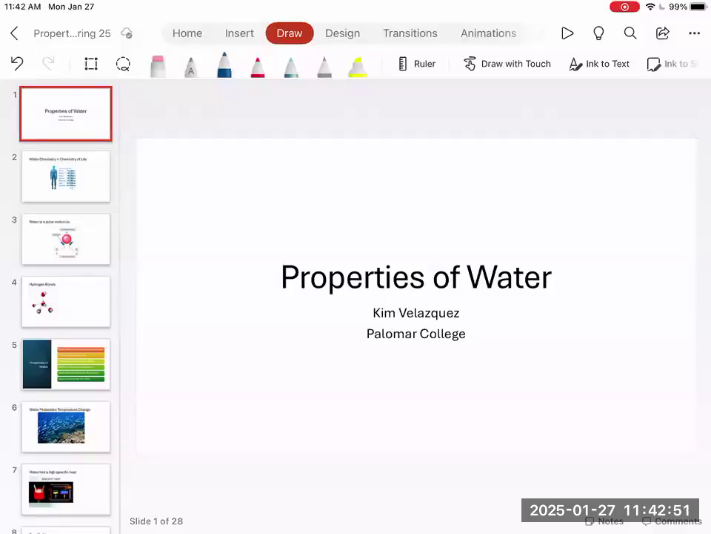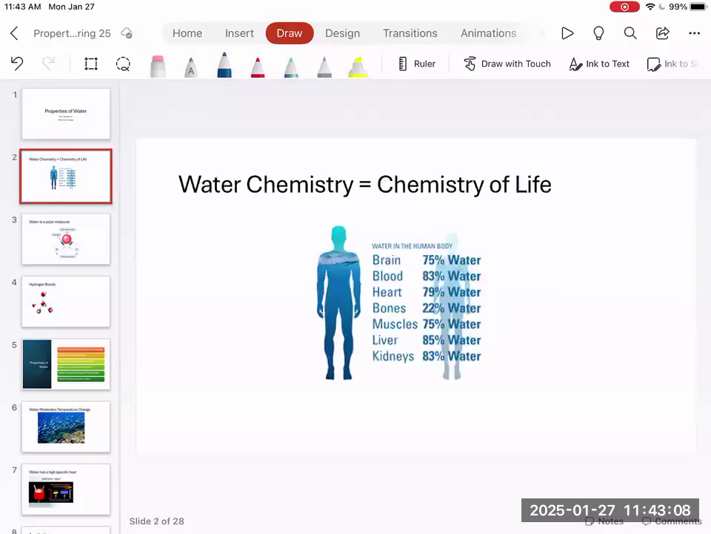Hi, this lecture is about properties of water and specifically those properties of water that relate to living organisms. Understanding water chemistry is really critical to your understanding of living organisms. And just looking at the human body alone, not even considering living organisms that might even have a higher percentage of water, you can see the various amounts of water in our body.